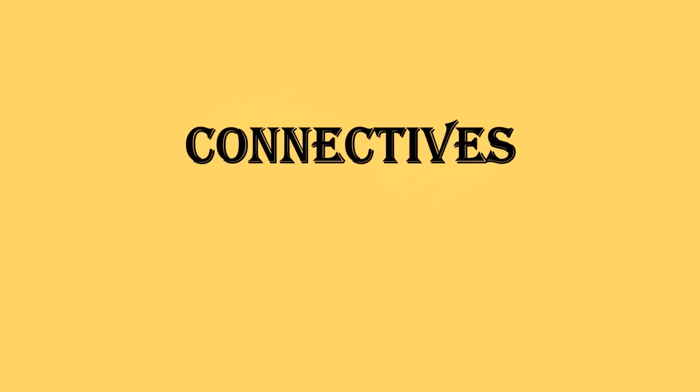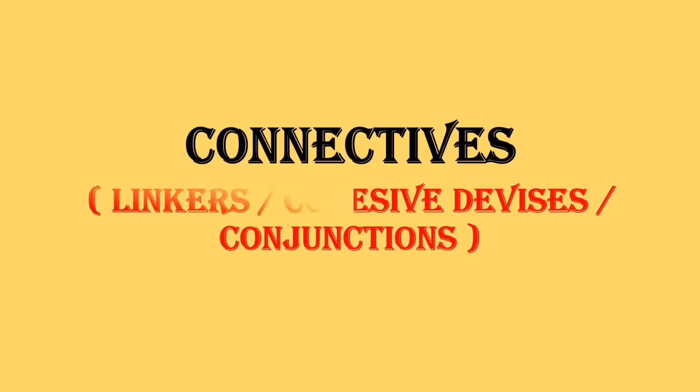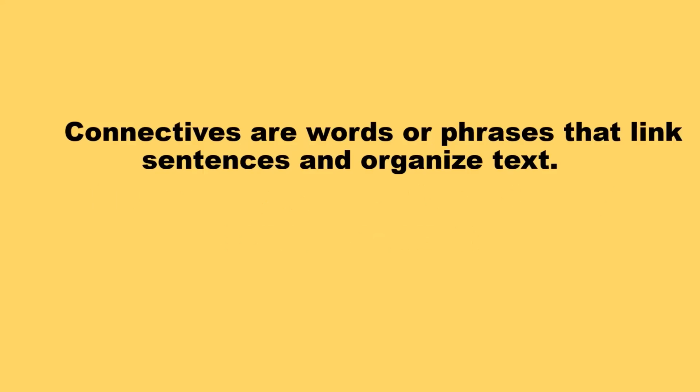The next one we are moving on to is connectives. So what are connectives? Connectives are also called linkers, cohesive devices and conjunctions. Connectives are words or phrases that link sentences and organize text. Without connectives, the text cannot be organized. The meaning will not be understood easily. There will be a logical sequence when you use connectives.